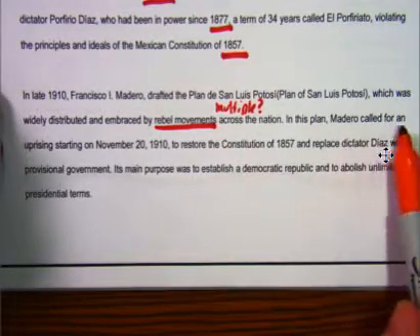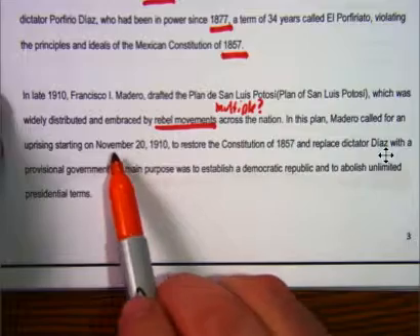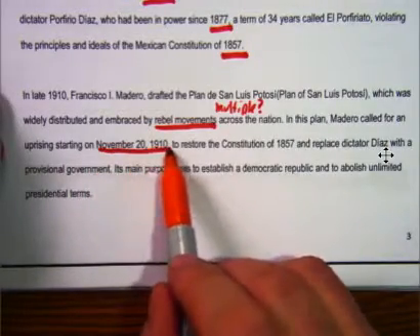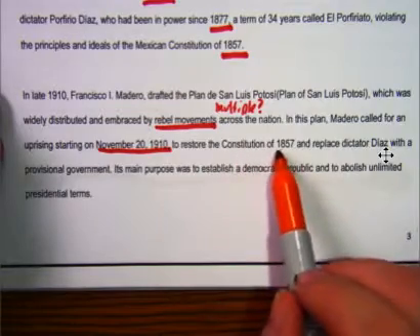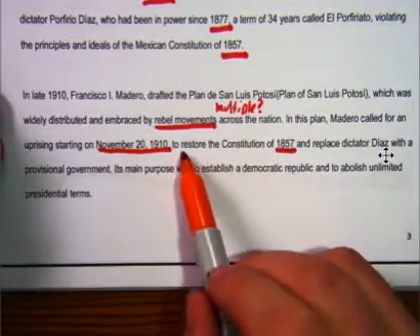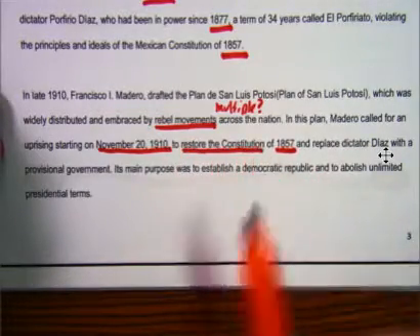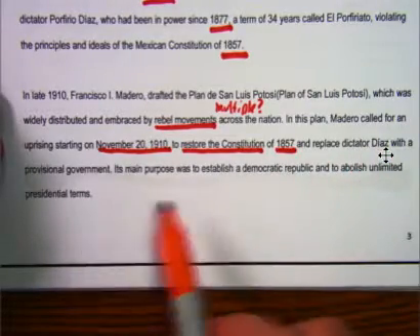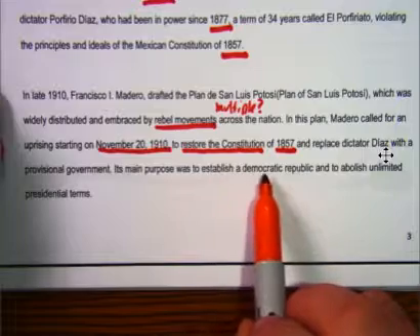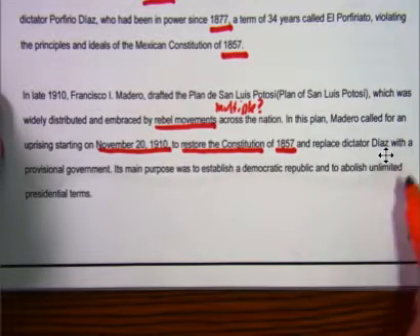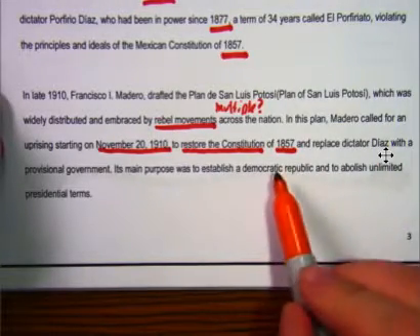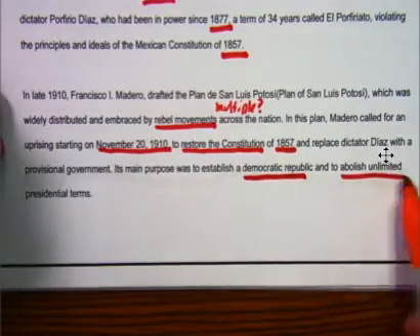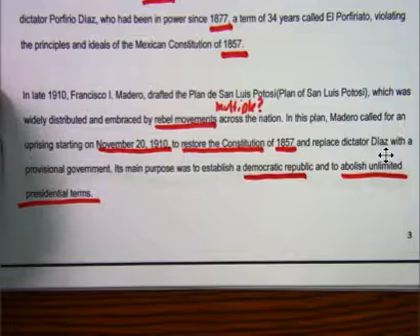In this plan, Madero called for an uprising to start on November 20th, 1910, to restore the Constitution of 1857, to restore the Constitution, interesting, and replace dictator Diaz with a provisional government. Its main purpose was to establish a democratic republic and to abolish unlimited presidential terms. So that's the goal, and that's important. Okay.